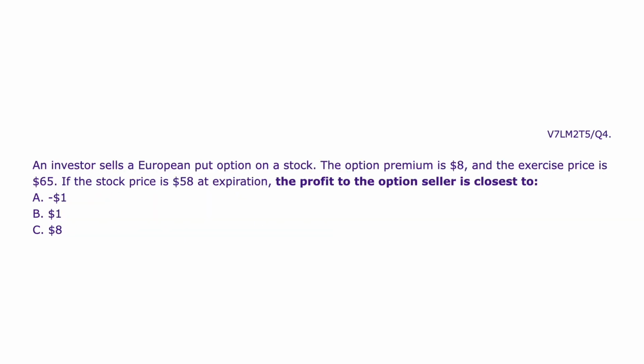An investor sells a European put option on a stock. The option premium is $8 and the exercise price is $65. If the stock price is $58 at expiration, the profit to the option seller is closest to: A. negative $1. B. $1. C. $8.